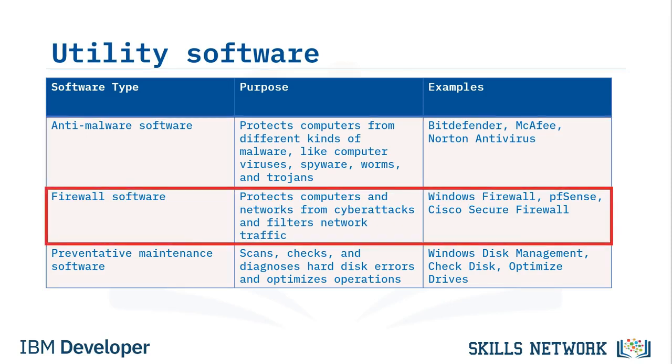Firewall software protects users from streams of network traffic that could harm their computers and networks. Some of the methods firewalls use to control traffic in and out of a network are packet filtering, proxy service, and stateful inspection. Some examples are Windows Firewall, pfSense, and Cisco Secure Firewall.